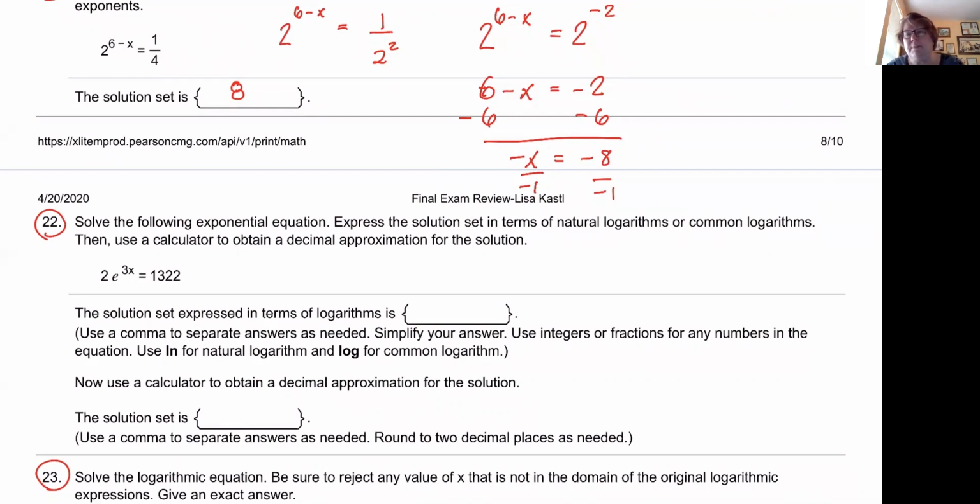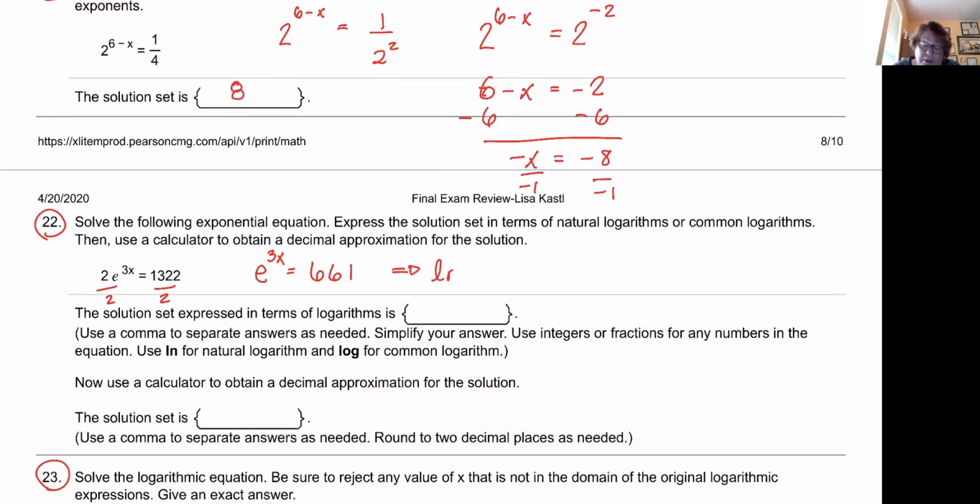So to solve an exponential equation, you have to have the exponent part completely isolated by itself on one side of the equation. So I must get rid of the 2 on the left-hand side. And I can do that by dividing both sides by 2. So I get e to the 3x equals 1,322 divided by 2 is 661. Now I can take the natural log of both sides.